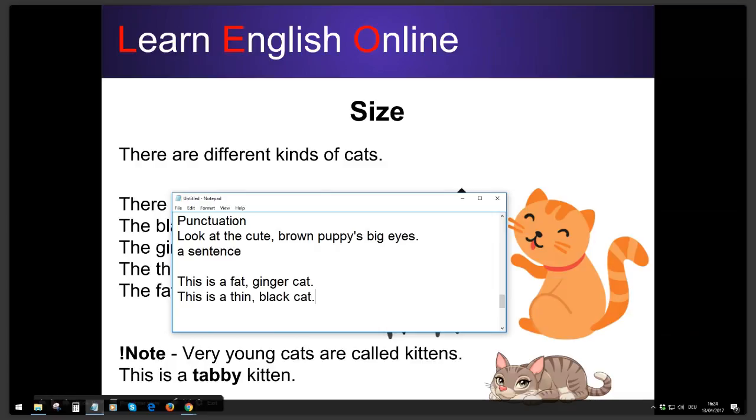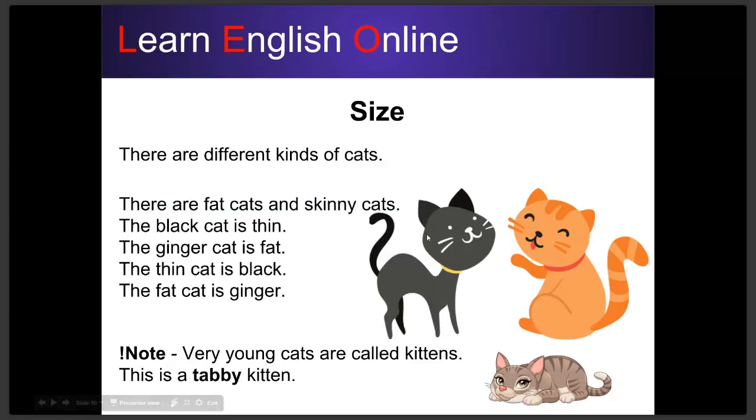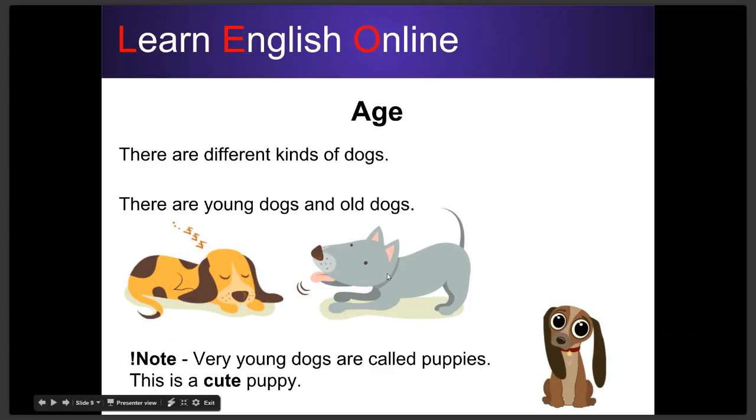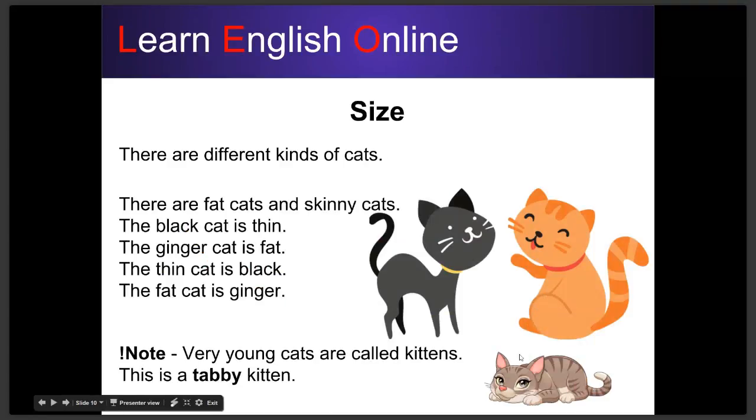And like dogs, when it comes to age, okay, very young cats have a special name. Okay, old cat, young cat, old dog, young dog, very young dog, puppy, very young cat, a kitten. A kitten, okay? Very young cats are called kittens. So this is a tabby kitten. Tabby because he's stripy and brown.